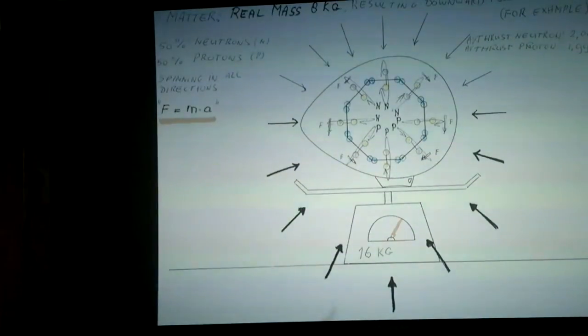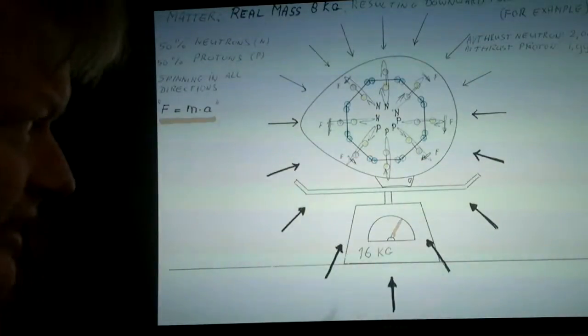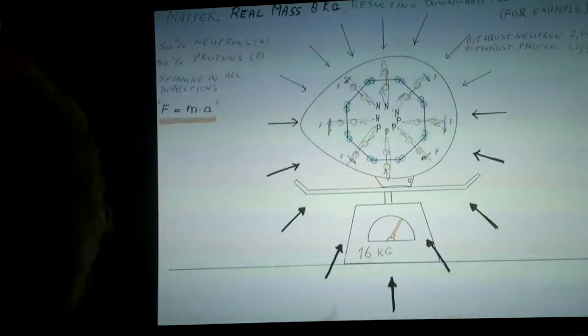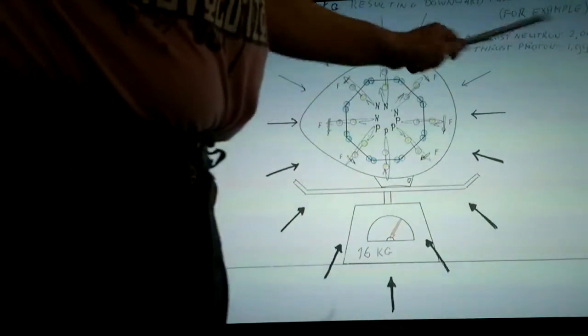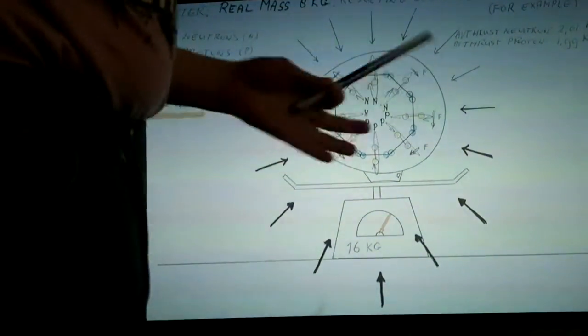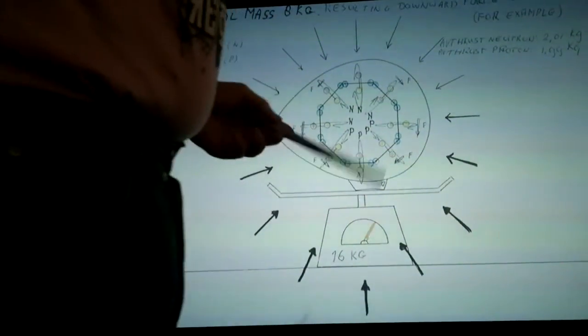We use a scale to determine weight, or a centrifuge, and a centrifuge is often calibrated using a scale. So you copy that mistake. I call it centrifuge scales. Now the average thrust of a neutron is 2.01 kilograms, and that's just a figure, just an example. 2.01, it's a bit high.